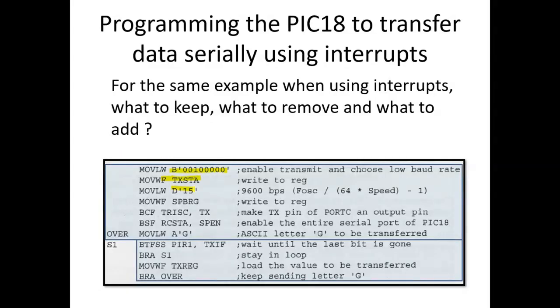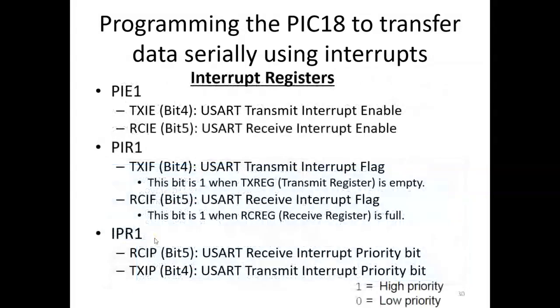This is the value of the TX status. This is the value of the serial port baud generator. The TX pin is output. We have to enable the serial port. Okay, and then here we have to move the letter G and send the value to the TX register, and then we can use here the loop.